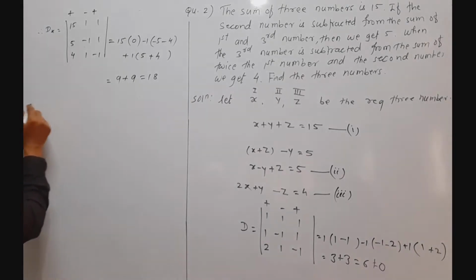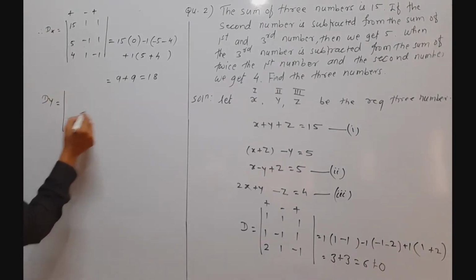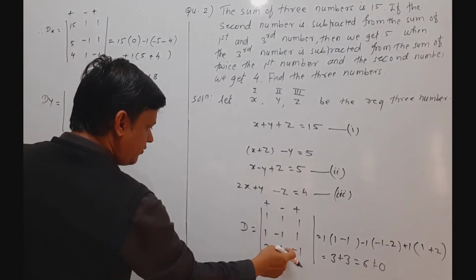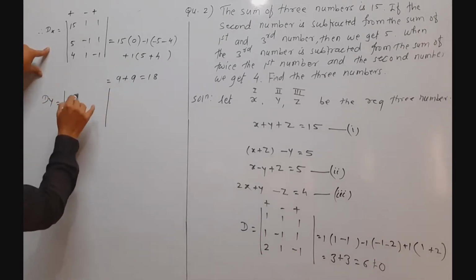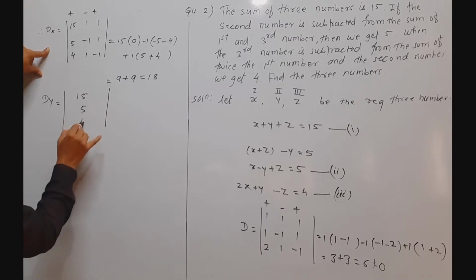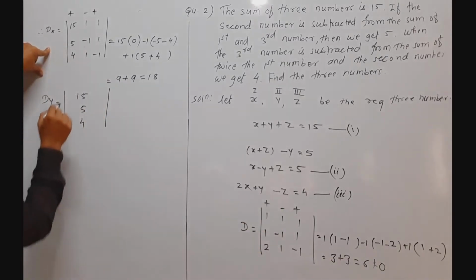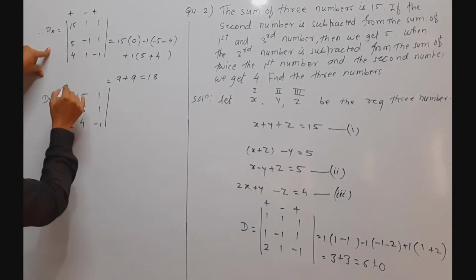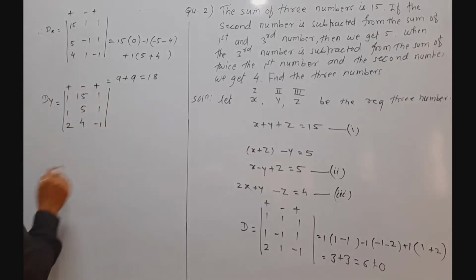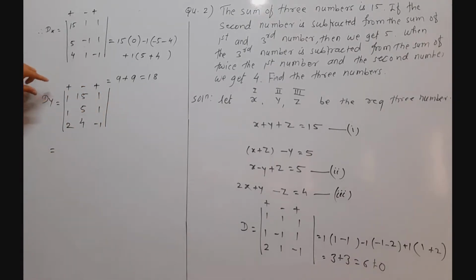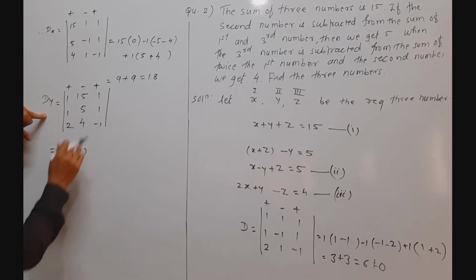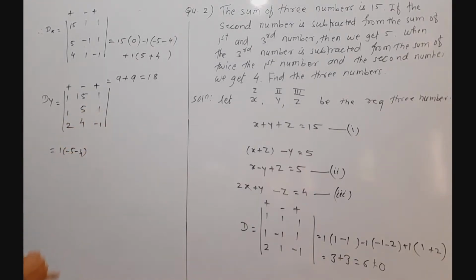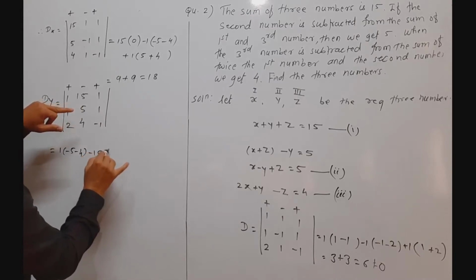Then we find dy. So dy is equal to, here we write instead of the second column 1, minus 1, 1: 15, 5, 4, and keep the first column element as it is, 1, 1, 2, then 1, 1, minus 1. So simplify this, plus minus plus, which is equal to. So here we write 1 in bracket, 5 into minus 1 is minus 5, then minus 4 into 1 is 4, so 5 minus 5 minus 4, minus 15 in bracket.